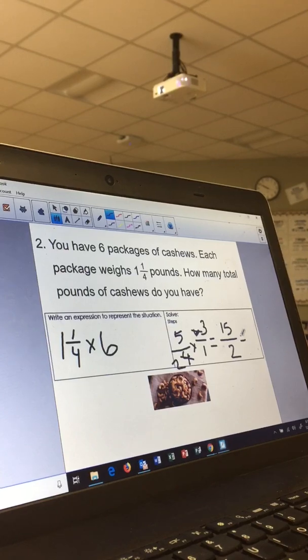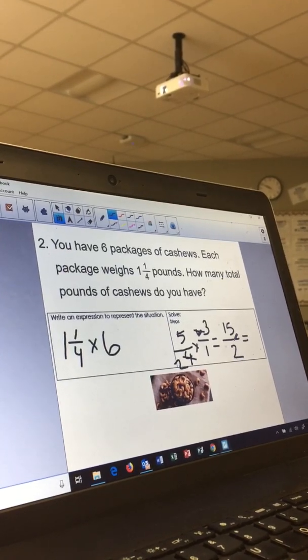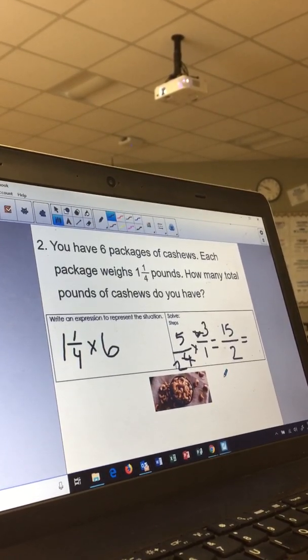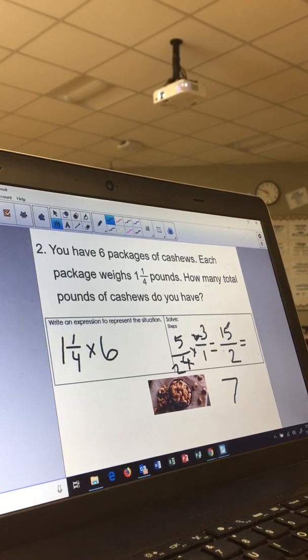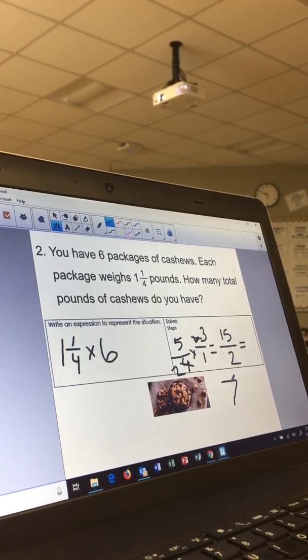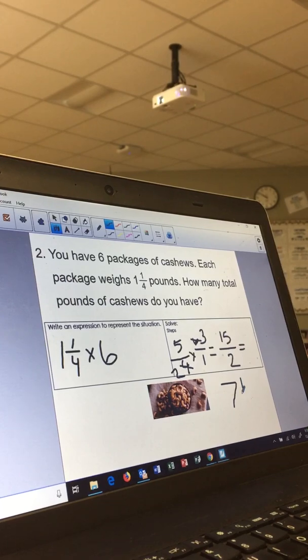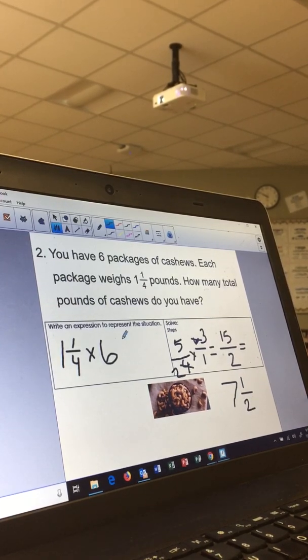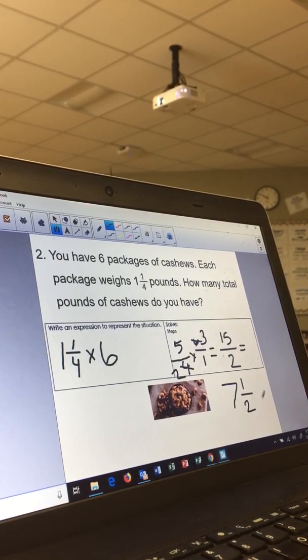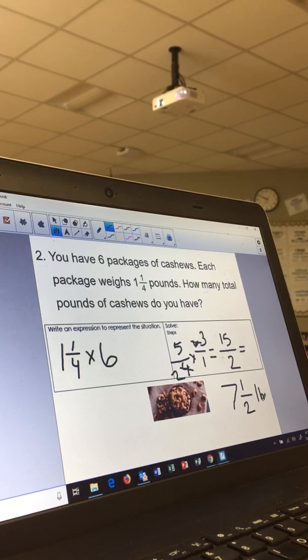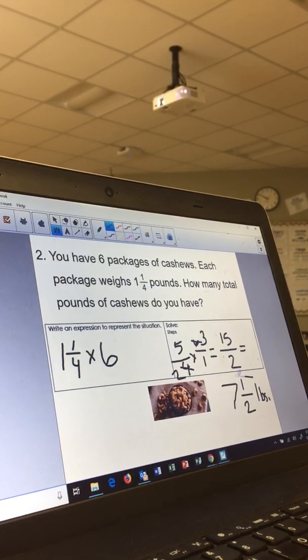Can't leave it as 15 over 2. So how many times can 2 go into 15? 7 times. 7 times 2 is 14. 15 minus 14 is 1, so that's 7 and 1/2, or 7.5. So how many total pounds of cashews do you have? We would do 7.5 pounds would be our final answer there.